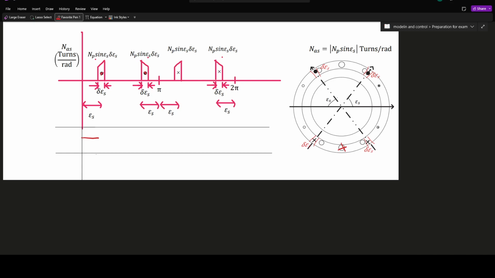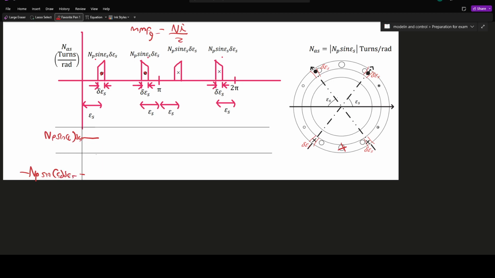So we know that our MMF in the gap is equal to Ni over 2, and so Ni over 2 plus Ni over 2, we get rid of the 2, so we just have here N_P sine epsilon dε_s. Okay, and for the bottom part, it's going to be the same but negative: negative N_P sine epsilon dε_x.